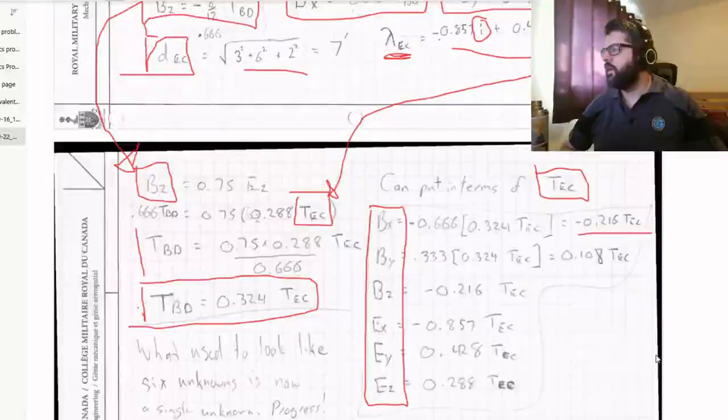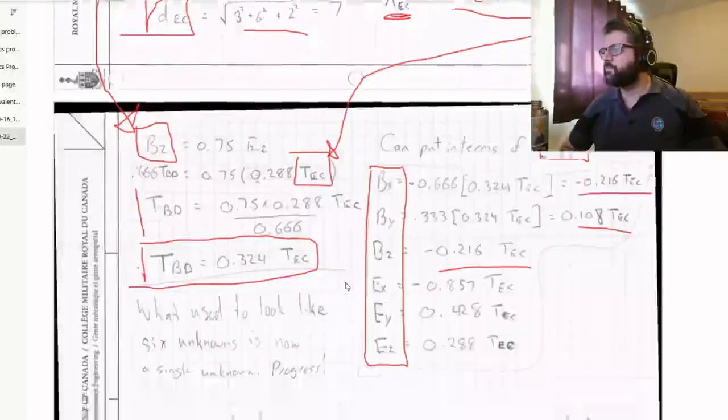Bx ends up being equal to negative 0.216 TEC. By is equal to 0.108 TEC. Bz, again, negative 0.216 TEC.